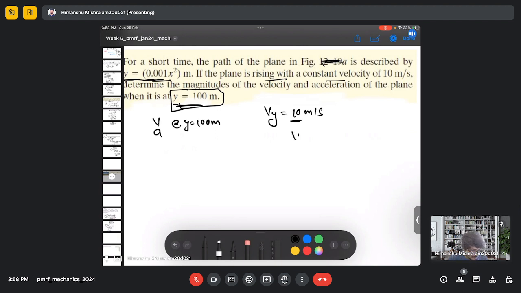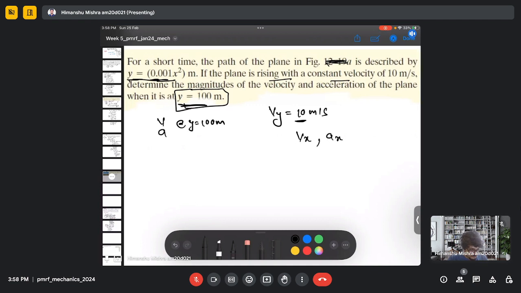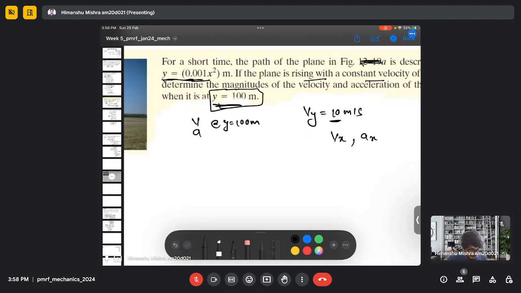We don't know about Vx, and also we don't know about Ax. And in order to calculate V and A, we need to calculate Vx, Ax, Ay, and we already know Vy from the question.